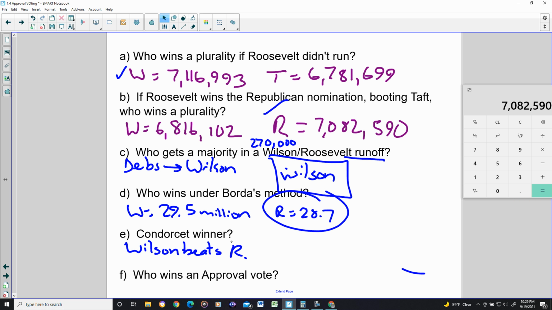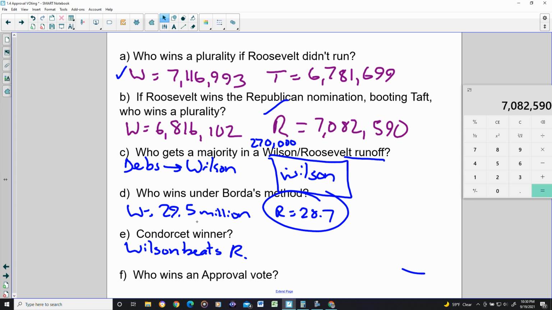Do we have that information? Well, yes. Look up here. Who wins a plurality if Roosevelt didn't run? Now, Wilson here, right, and Taft, but again, in this particular case, remember that Debs voters would also have to switch, but they're just going to add more to Wilson.